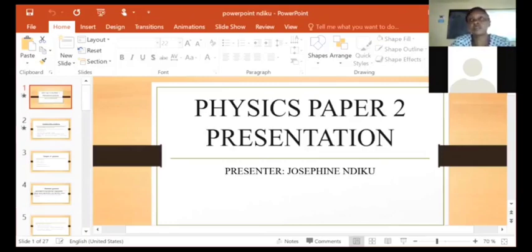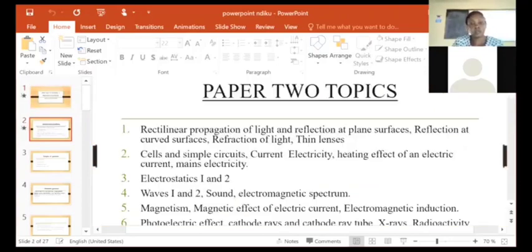As for physics, we have the topics divided. We have topics for paper 1 and we have topics for paper 2. For me, we have paper 2, so we are going to start by seeing the topics for paper 2. I'm sure you know the topics learned from Form 1 up to Form 4. So these are the topics for paper 2.